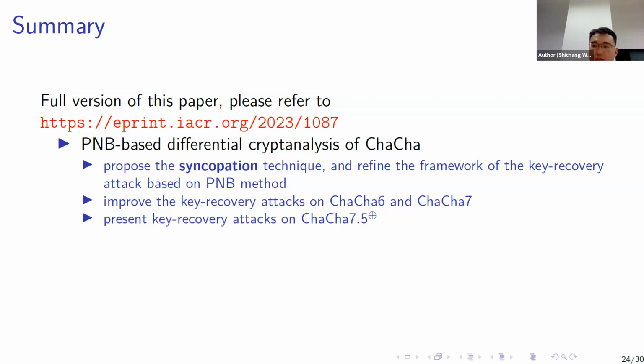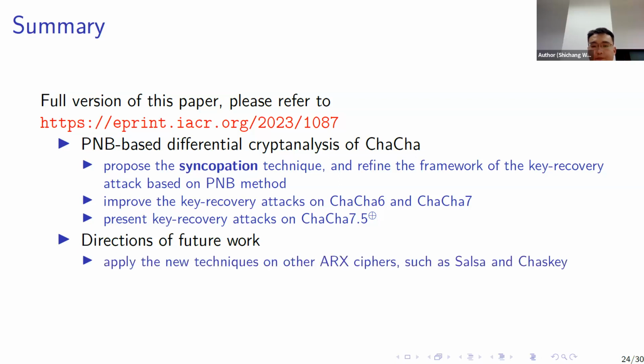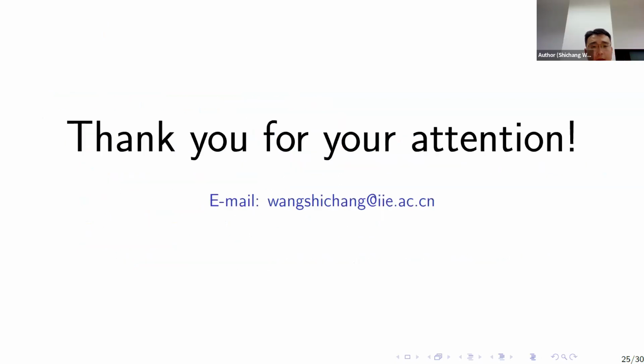In a nutshell, we move a small but important step towards the analysis of ChaCha with the syncopation technique. For future work, it is interesting and worth considering how to apply the new technique on other ciphers, such as Salsa and Chaskey. That's all. Thank you for your attention.